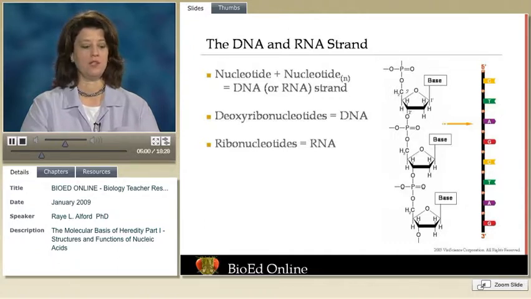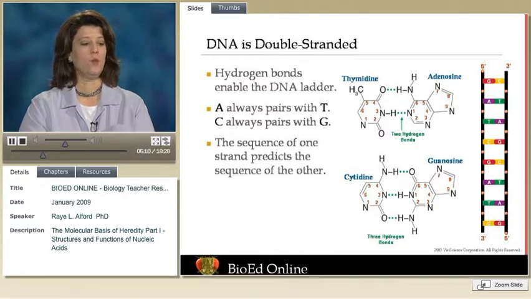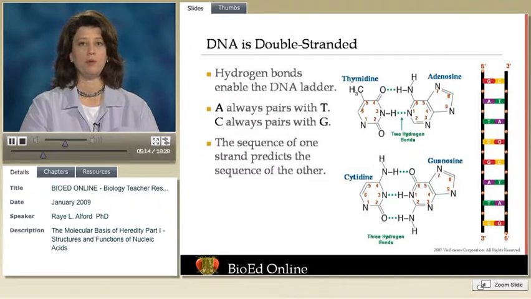DNA strands are synthesized by an enzyme called DNA polymerase. RNA strands are synthesized by enzymes called RNA polymerases. One of the most important features of DNA is that at the physiological pH and temperature of living cells, DNA is usually found as a double-stranded molecule.